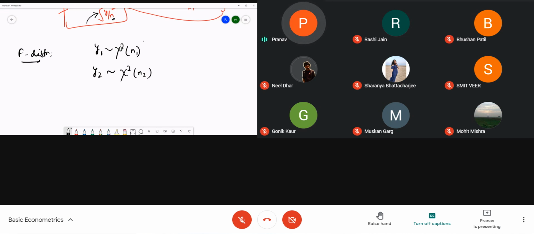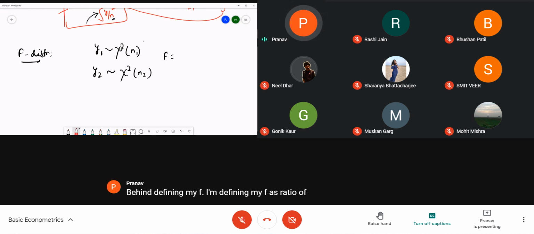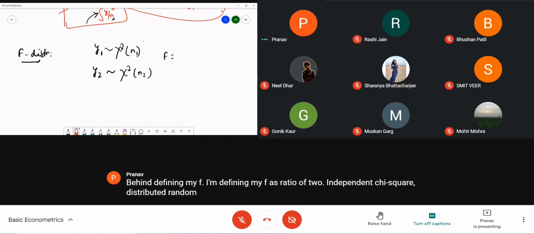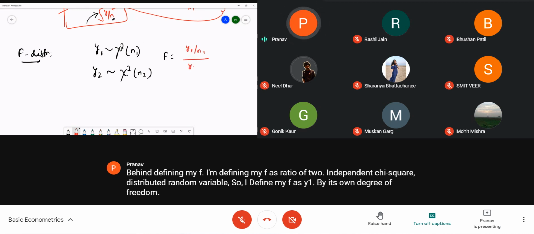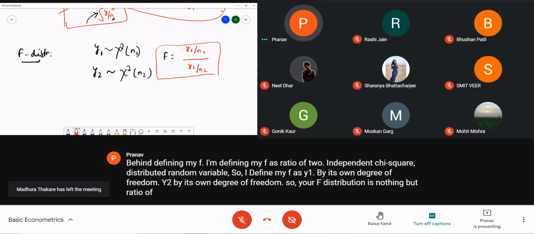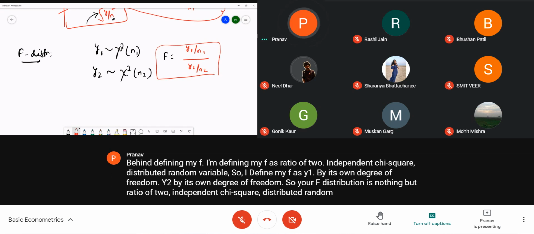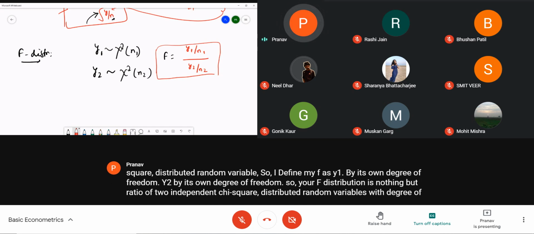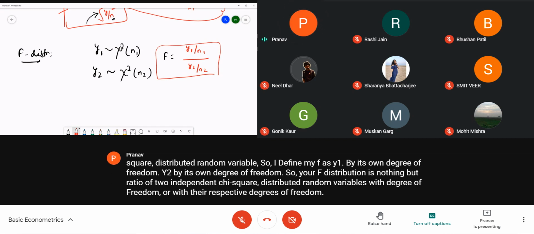So how am I defining my F? I'm defining my F as ratio of two independent chi-square distributed random variables. So I define my F as y1 by its own degree of freedom, y2 by its own degree of freedom. So your F distribution is nothing but ratio of two independent chi-square distributed random variables with their respective degrees of freedom. Is this clear?